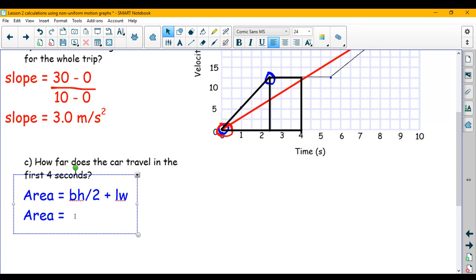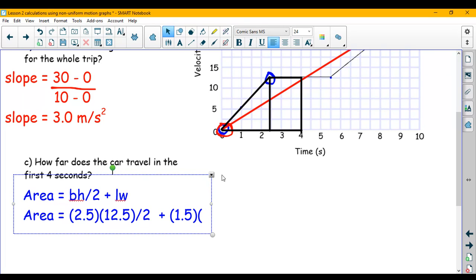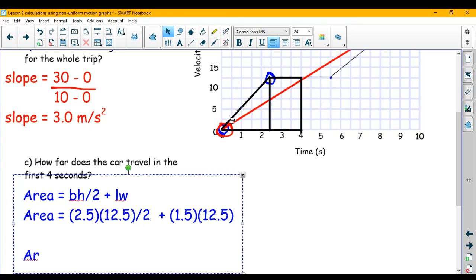So I've got a base of 2.5. And then I'm going to multiply that by the height. It goes from 0 up to halfway between 10 and 15, which is 12.5, is its height. Don't forget divide by 2 because it is a triangle. And then I'm going to add my rectangle. Now my rectangle, people are tempted to say it goes to 4, but it doesn't. It's 2.5 to 4. So it is actually 1.5 wide, and it is also in this case 12.5 tall. So then I just have to do the math and I'm good.